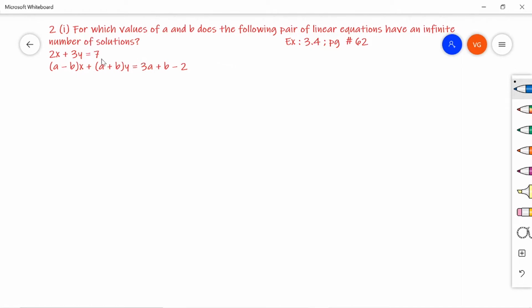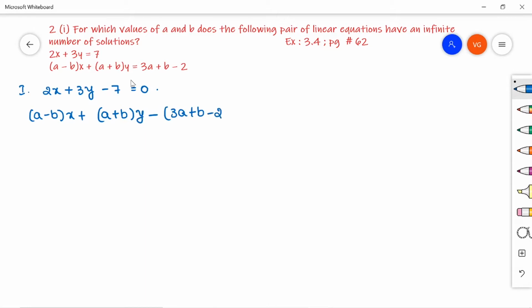2x plus 3y is equal to 7. (a minus b)x plus (a plus b)y is equal to 3a plus b minus 2. As usual we have to write these two equations in the standard form, a1x plus b1y plus c1 is equal to 0. So see here, I am writing 2x plus 3y minus 7 is equal to 0. Then (a minus b)x plus (a plus b)y minus (3a plus b minus 2).